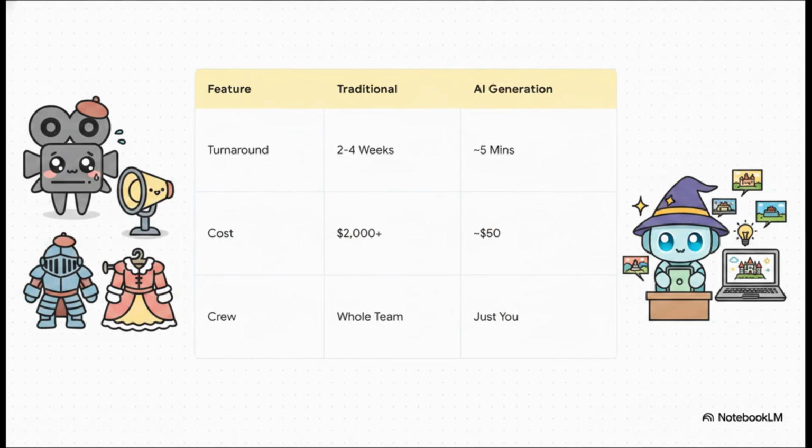And this brilliantly illustrates the staggering difference in resources required today. A traditional reenactment could easily take 2 to 4 weeks, cost thousands of dollars, and require a huge crew for lighting, wardrobe, directing, you name it. But with generative AI, you get instant delivery in about 5 minutes. The cost drops to roughly $50 for a standard batch. And the crew? Well, grab a mirror because it's literally just you. AI is completely democratizing how we produce historical media.